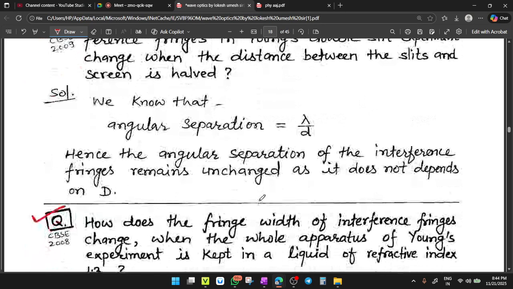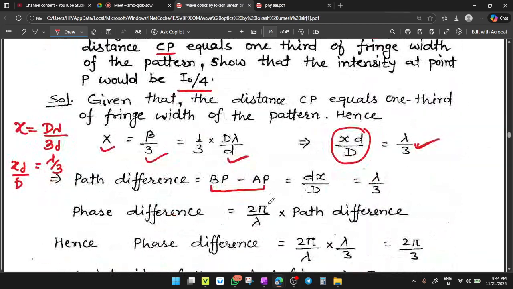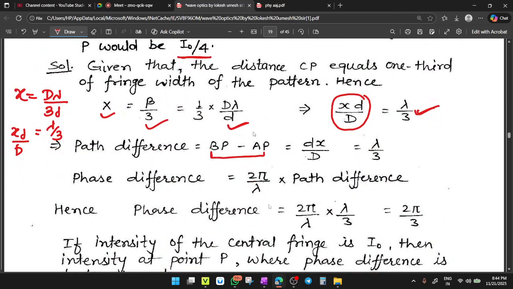Okay, path difference equals how much? d x by D. So x equals beta by 3, that is 1 upon 3 times beta, and the value of beta is lambda D by d. We got this value of x. Now the path difference BP minus AP, by the diagram, equals d x by D, and we got the value of d x by D equals lambda by 3.